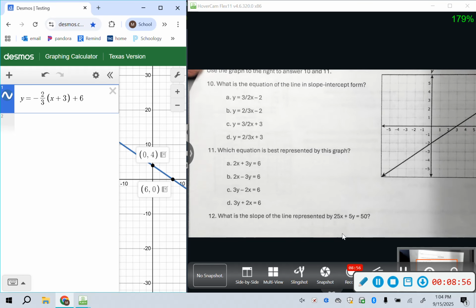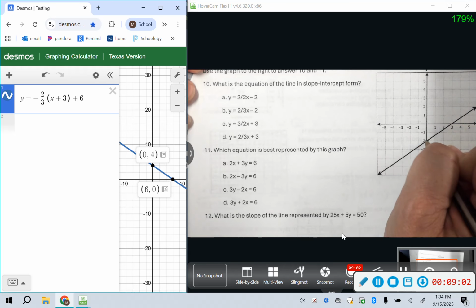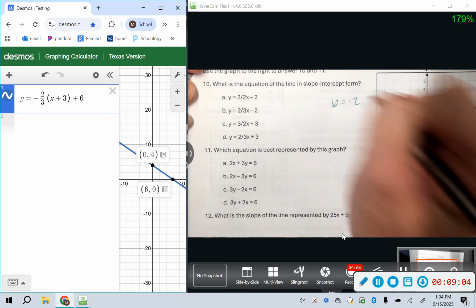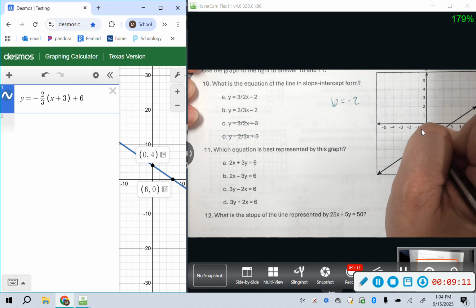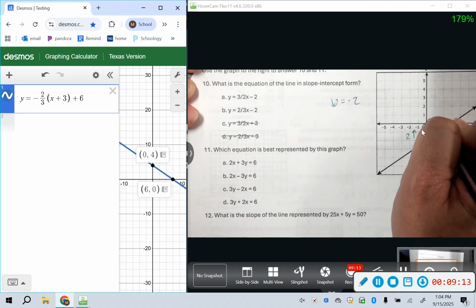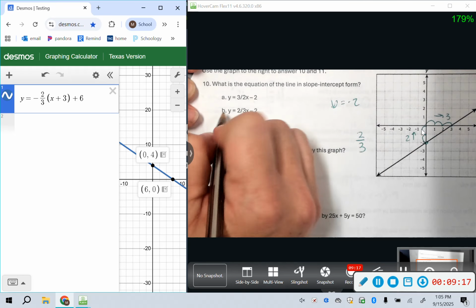Okay, looking at number 10, it says what equation of the line is in slope-intercept form for this graph? Well, my y-intercept, my B, is -2, so I know C and D are not it. Well, there's 2 ways to do this. We could do our rise over run, rise 1, 2, run 1, 2, 3. So I know my slope is 2/3, so B is my answer.